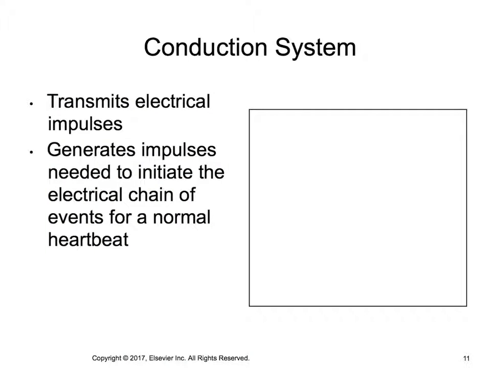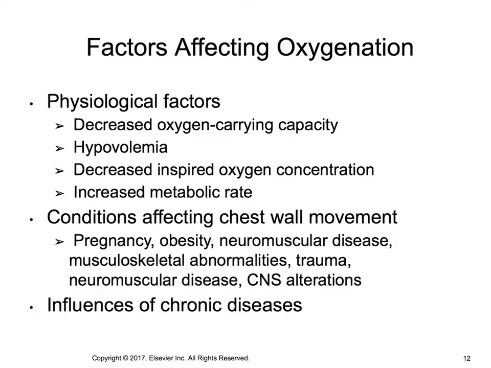Make sure to review your conduction systems and about sympathetic, parasympathetic, and your atrial and ventricles, and your SA and your AV nodes, the pacemaker, all those electrical impulses. And here's where we look at things that can affect oxygenation, such as physiological factors, and you have your conditions that can affect the chest wall, and influences of chronic diseases.